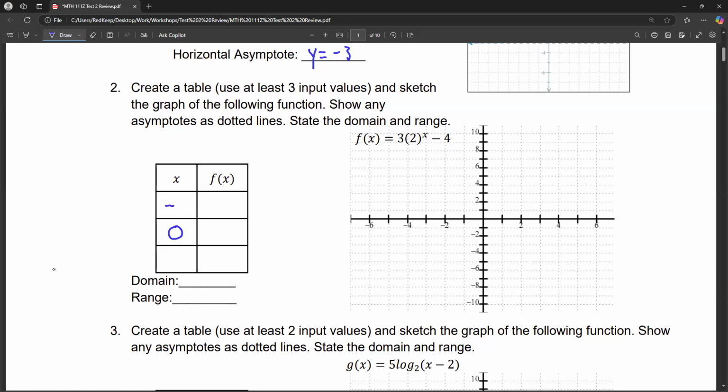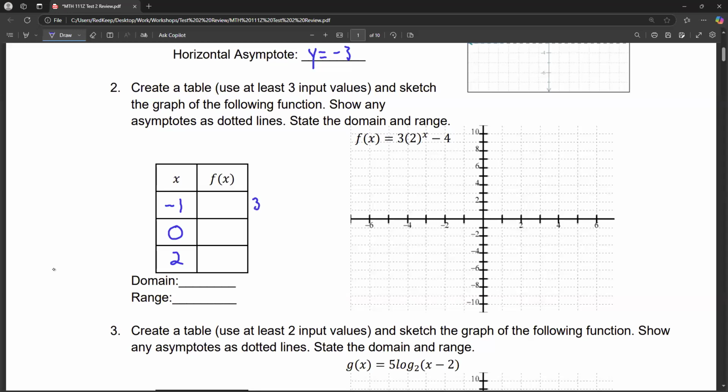-1, I think, would be okay for a point, just to have something on the negative side. And then I could just do +1, but I might do +2 just to mix it up. But again, choose whatever points that you feel like are the nicest. And then let's check it out. Let's go ahead and plug those values in that we chose.